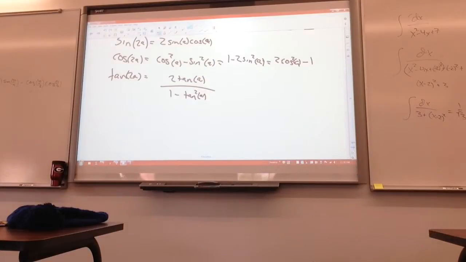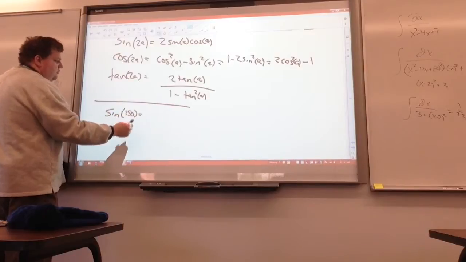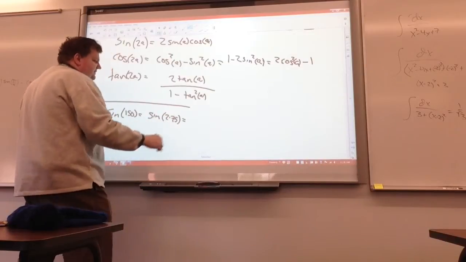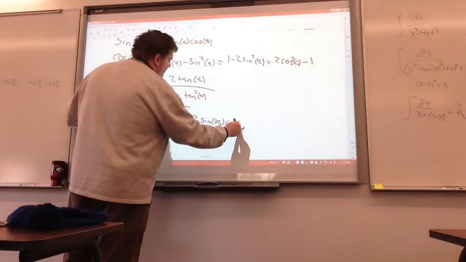But if I have angles, I can figure out other angles from them. We figured out the sine of 75 at the very beginning of class. If I wanted to find the sine of 150, now that I know what the sine of 75 is, I can apply that here. The sine of 150 would be equal to the sine of 2 times 75, which is equal to 2 sine 75 cosine 75.